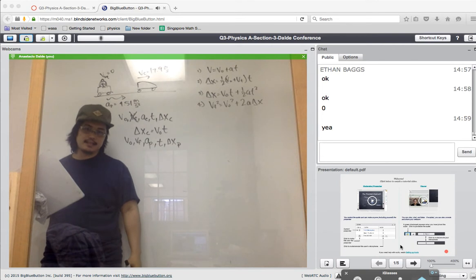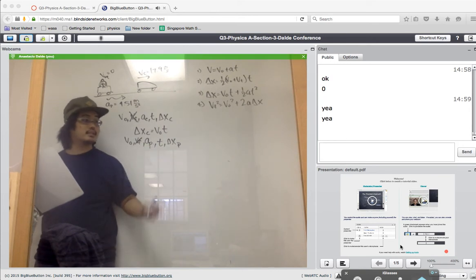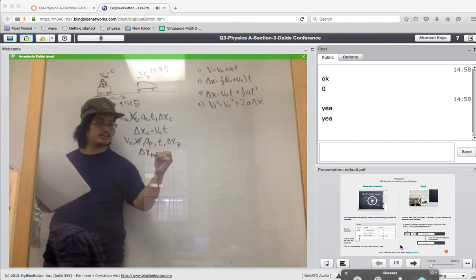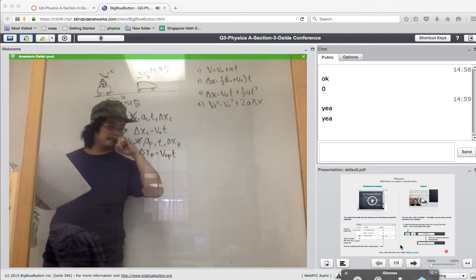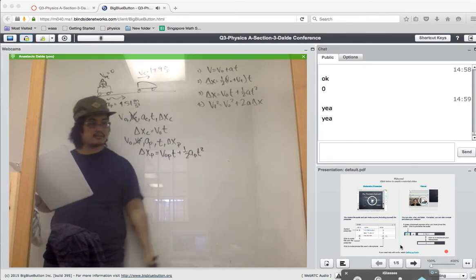And I hate to say this, but maybe the best way for you to really know which equation to solve for and what thing to solve for is just experience. You're just going to have to play with this until you figure it out. The equation I would use, again, if I don't care about the final velocity, is delta x of the police officer is equal to v naught of the police officer times time plus 1/2 a_p t squared.